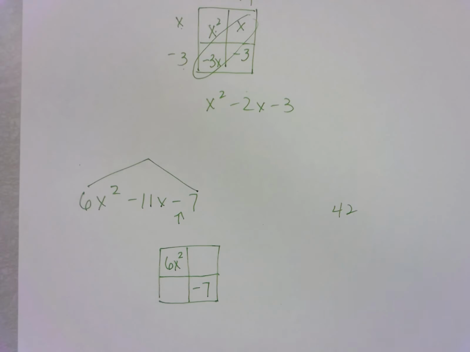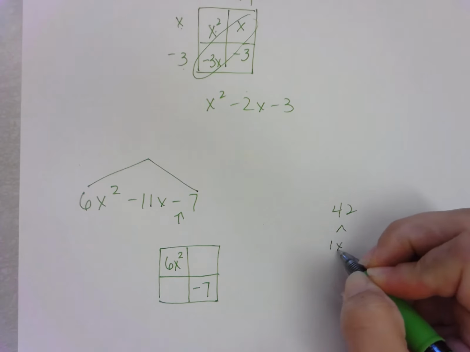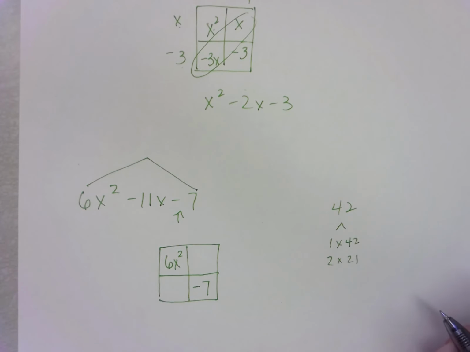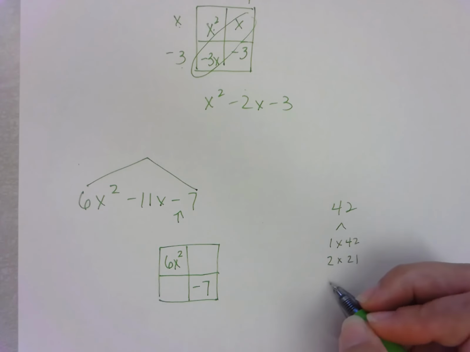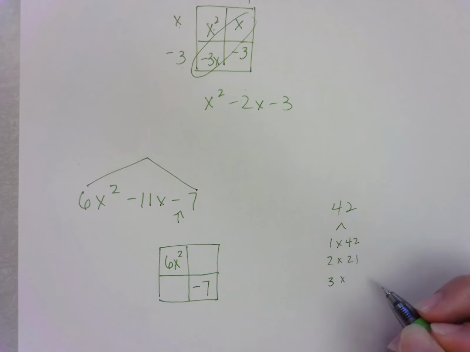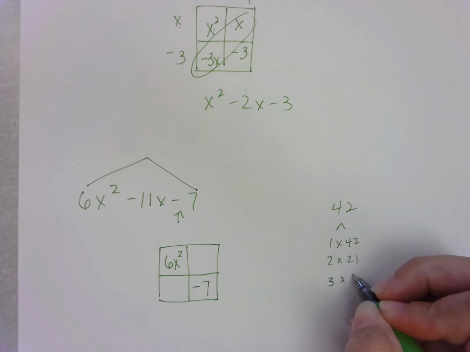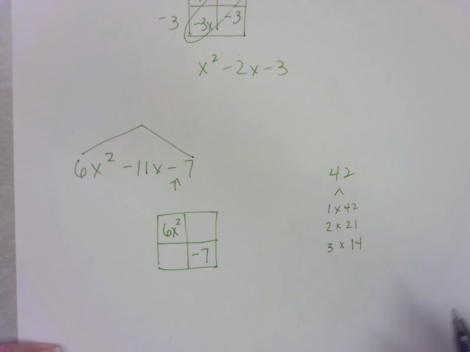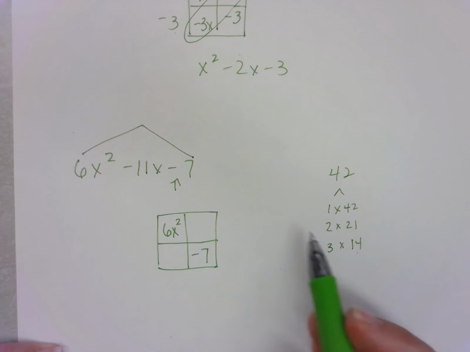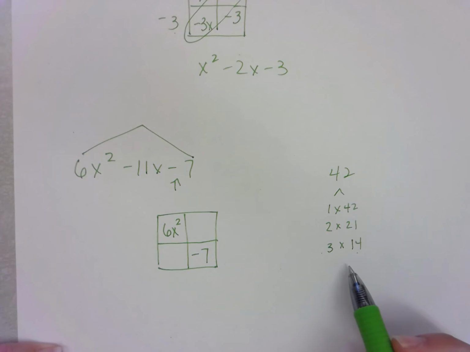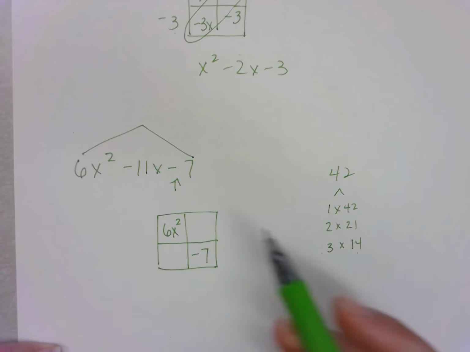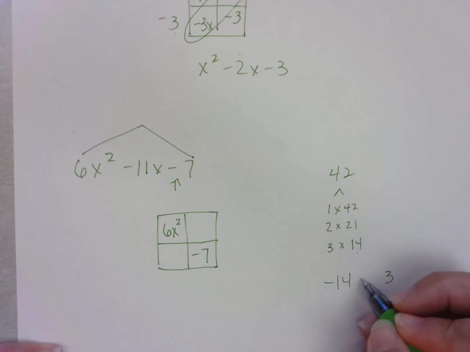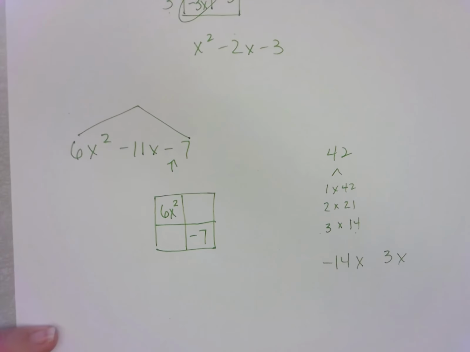So 42, I can use 1 times 42, that's not it. 2 times 21, that's not it. And then this is also divisible by 3, and so 3 times 14, and this is the one that I want. I can tell because 14 minus 3 is 11. Okay? So in order to get negative 11, it's going to have to be negative 14 and positive 3. These are my x terms. So this is what I need to put in my box.